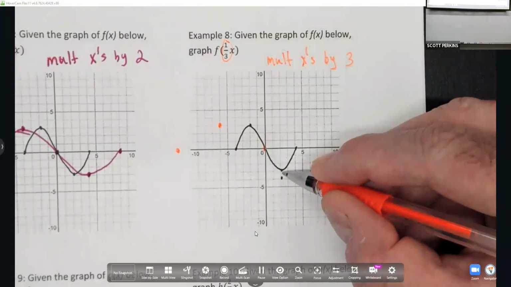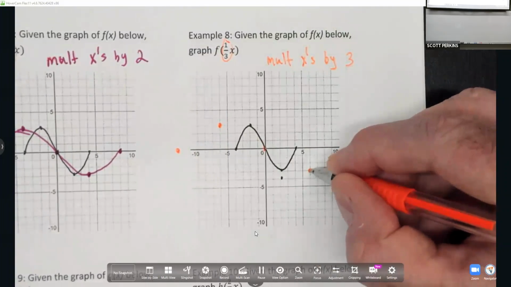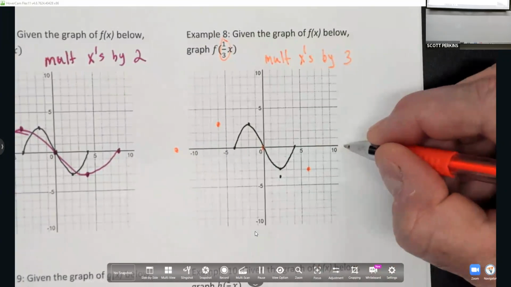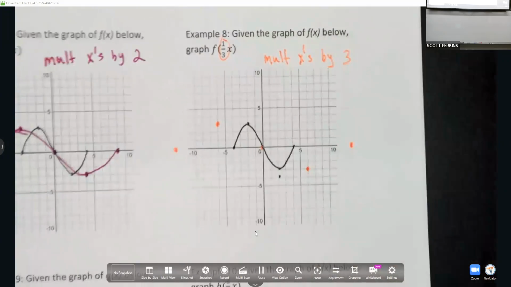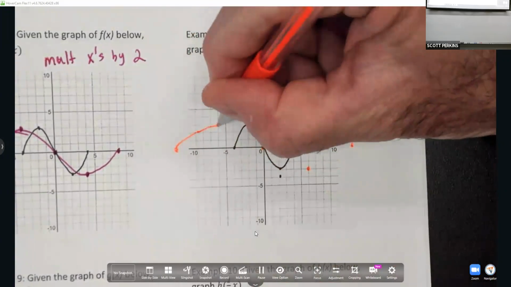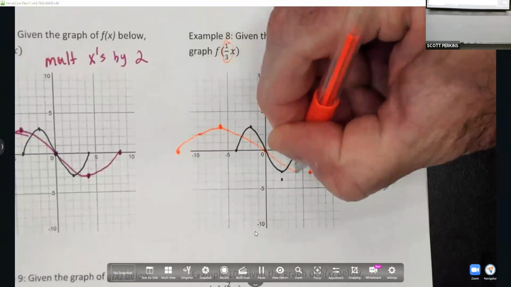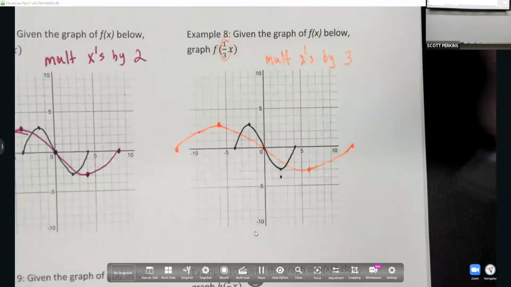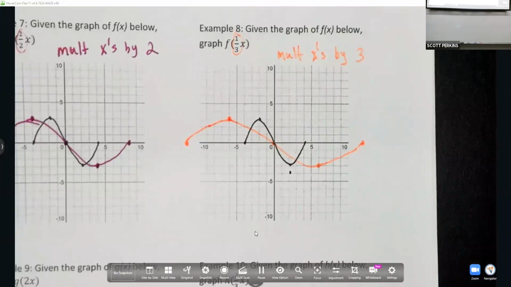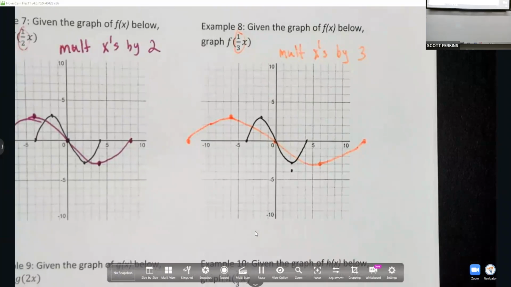When I multiply that by 3, it becomes 6. And then this is 4. When I multiply that by 3, it becomes 12. So 10, 11, 12, something thereabouts. We're just sketching, so it doesn't have to be absolutely perfect. Okay, so there we go. Any questions? We're doing okay. All right, the next one.